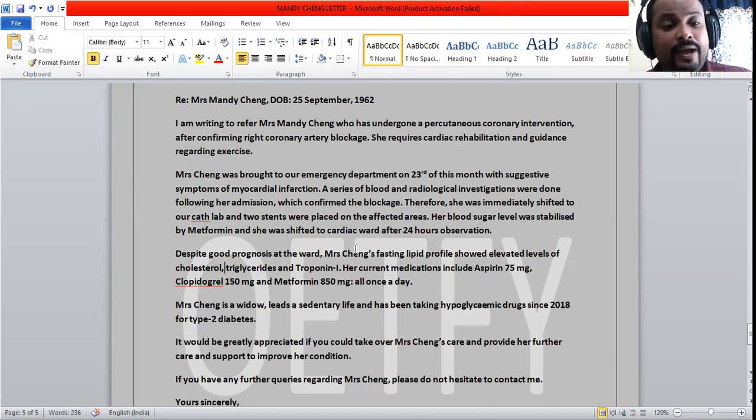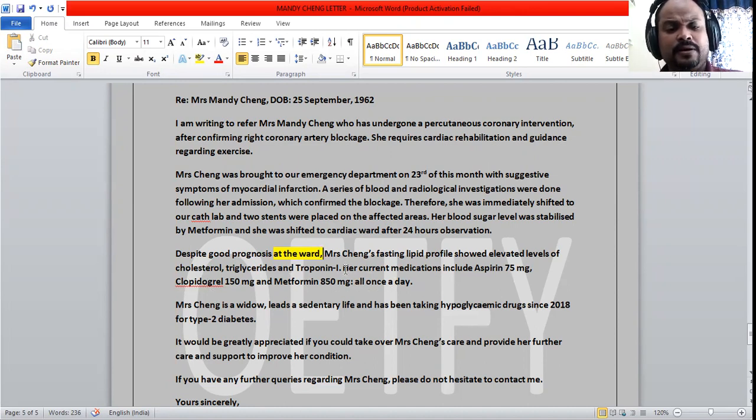Despite a good prognosis at the ward, she was shifted to the ward. There, a fasting lipid profile was taken. There, they found that these levels are elevated. The current medications include aspirin, clopidogrel, and metformin, all once a day.